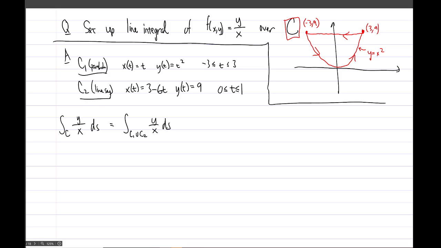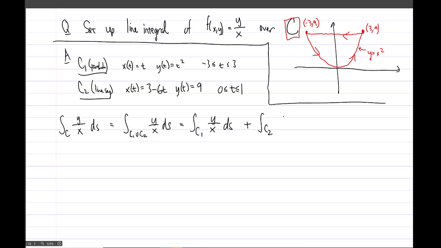We're just talking about needing the stuff coming from that shape as well. And all we really do here, to be honest, is integrate over the first curve. So the integral over c sub 1 of y over x ds, and add that to the integral over the second curve.